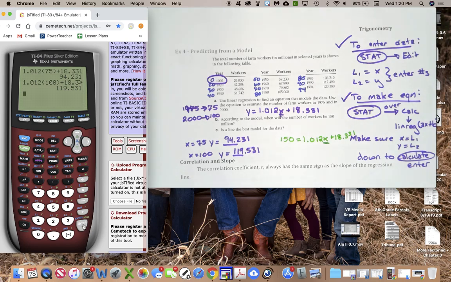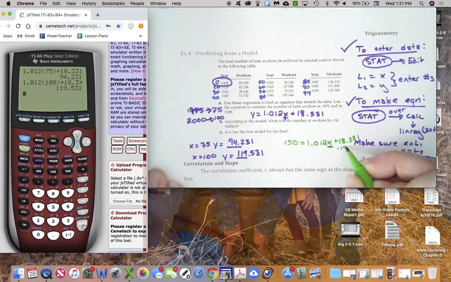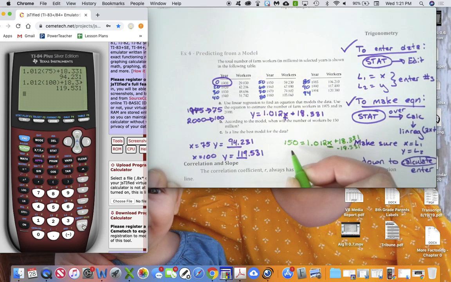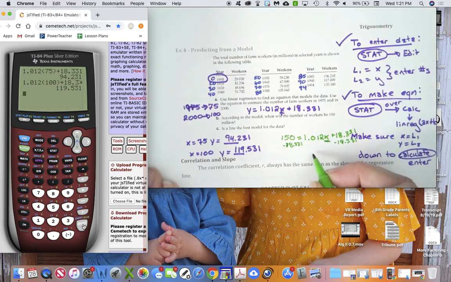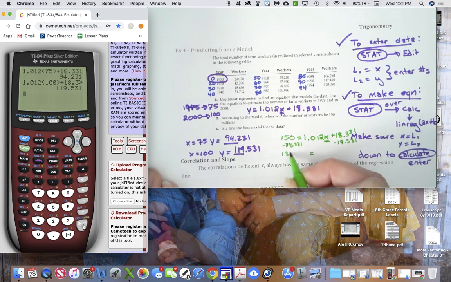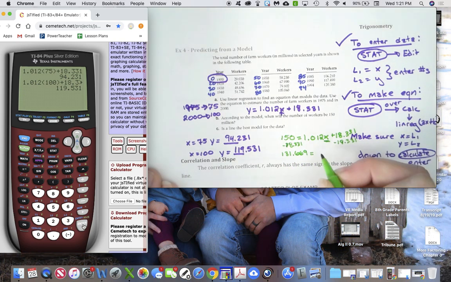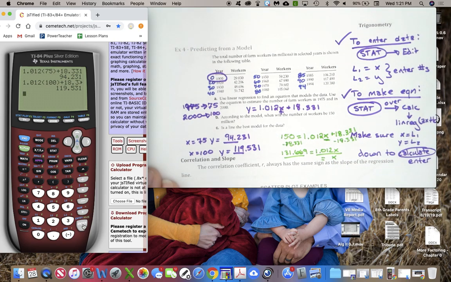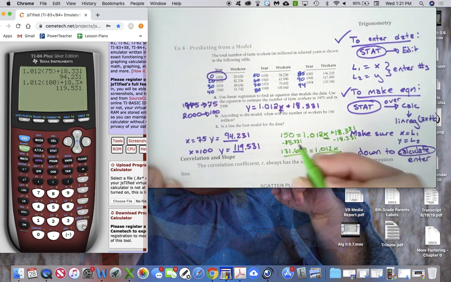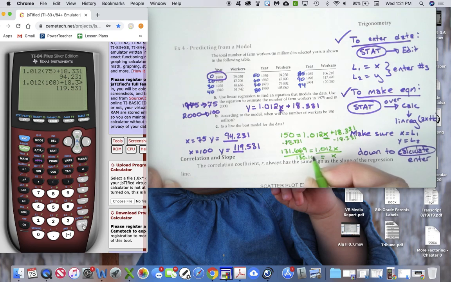Let's take this guy. We're going to subtract the 18.331 from 150. It's going to be a decimal. Does somebody have it? 131.669. Okay, 131.669 equals 1.012x. Then we're going to divide both sides, and x is going to be equal to something. 130.108. Now, what does that mean?